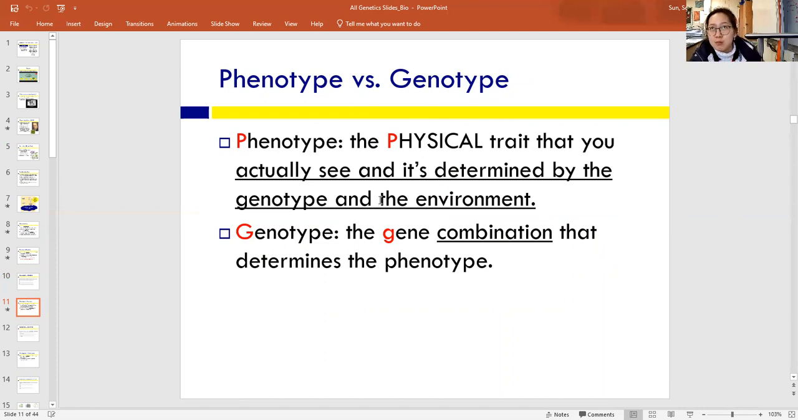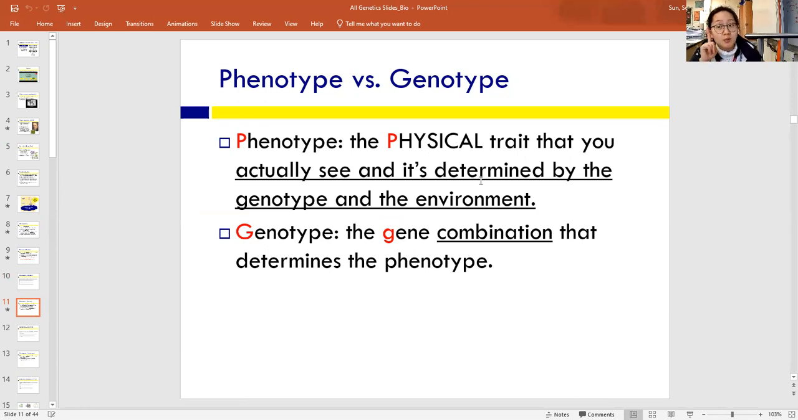We also know that, for example, technically you could dye your hair, so it's not based on your genotype. And if you dyed your hair bright blue, no genes are ever going to code for that. So that's something to take into consideration when you're talking about phenotypes. On the other hand, genotype, begins with a G, is the G combination. So G, gene, G, genotype. It's the gene combination that determines the phenotype, or determines what the physical trait is going to be.